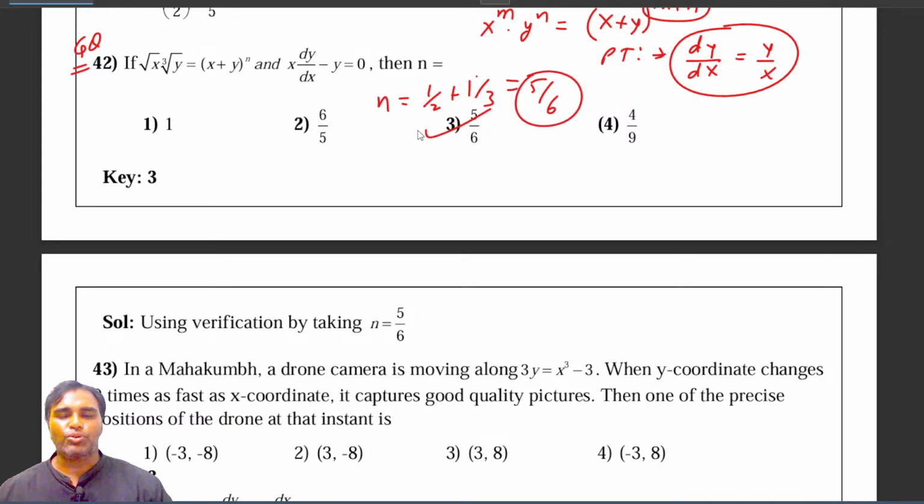Otherwise, if you take log and do all that, it will be a little bit lengthy. Understand? A little bit lengthy, not so much, but a little bit. So better to go with the verification. Understand? Better to go with the verification. So it is 5 by 6.